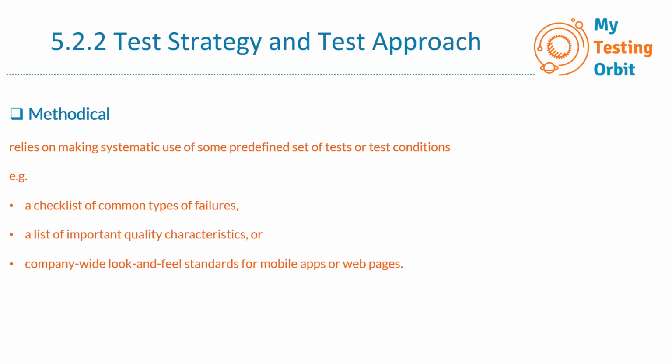So this is more like systematic or predefined testing, because we are expecting those kinds of failures from that system, so we'll make sure that this is part of the test strategy. Or it can be a list of important quality characteristics which is key for a specific product. Or if there are some company-wide look and feel standards for a mobile app, web app, or web pages, then yes, that can be part of this predefined set of tests as well.